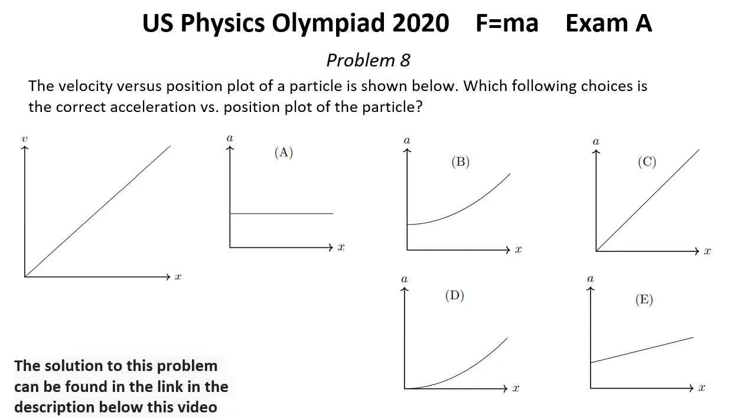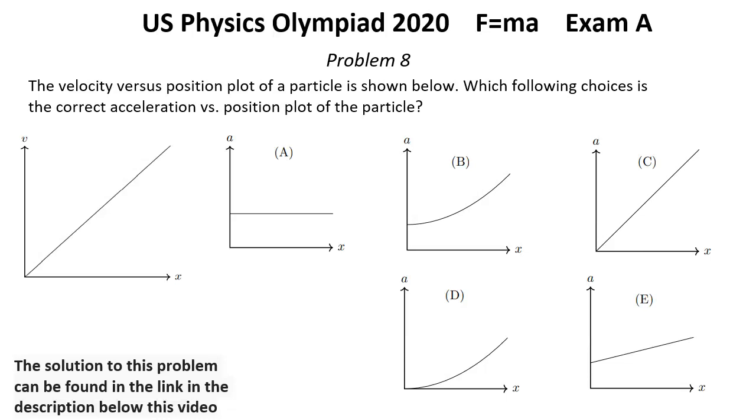Problem number 8. The velocity versus position plot of a particle is shown to the left. Which of the following choices is the correct acceleration versus position plot of the particle? Solution for problem number 8.